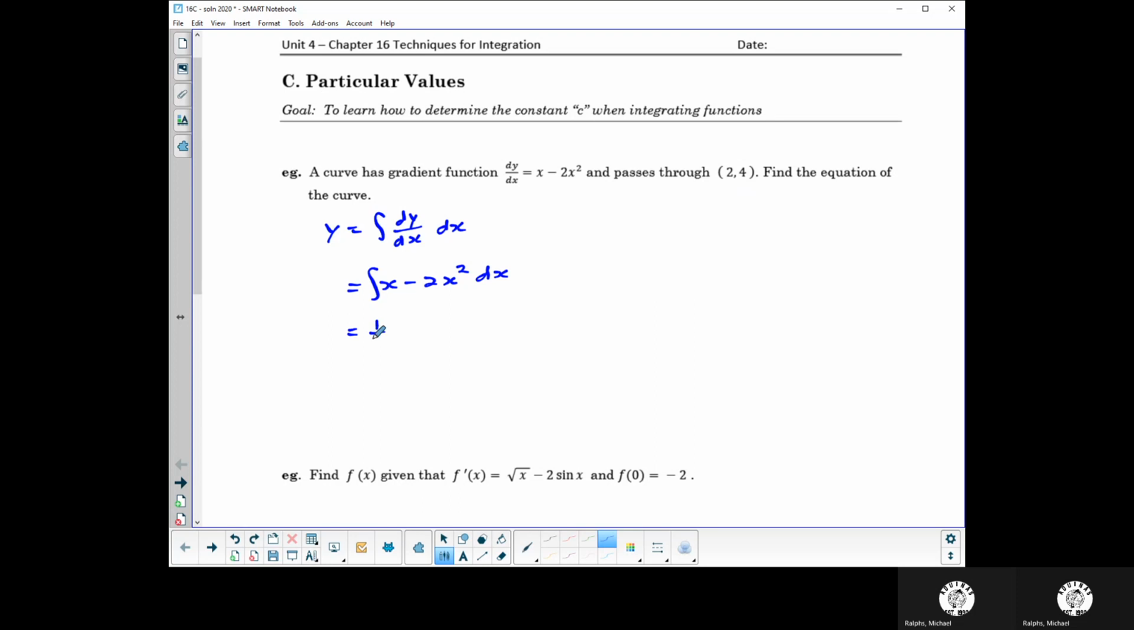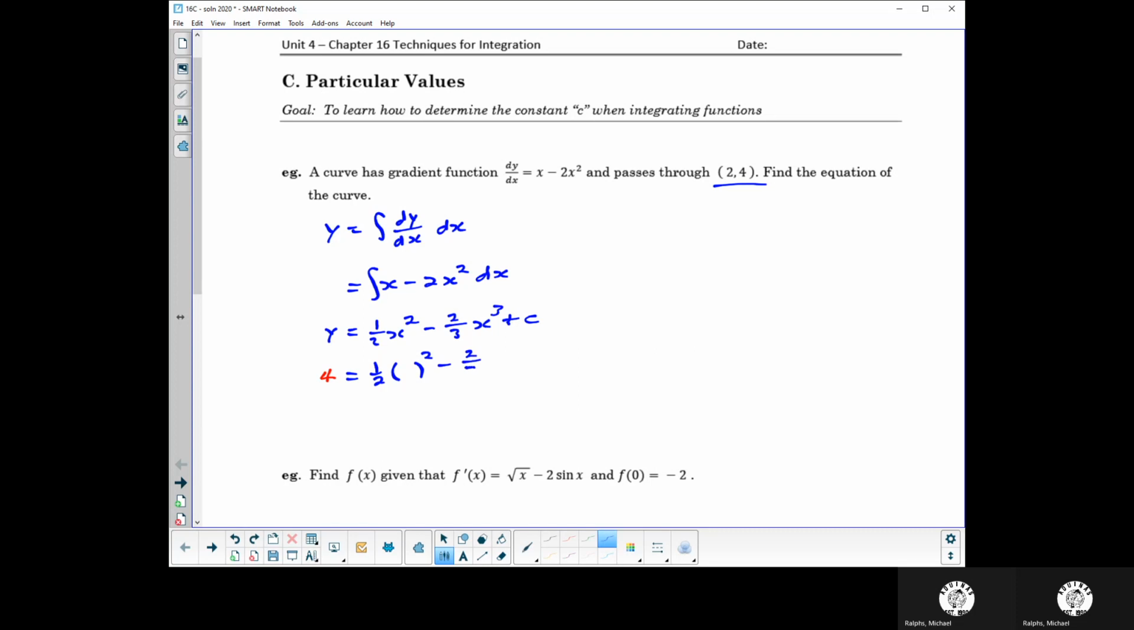So that's going to give us 1/2 x squared minus 2/3 x cubed plus c. And because we're given the point (2, 4), that point lies on the curve. So if we substitute those values in for y and for x, we'll be able to then solve for c.